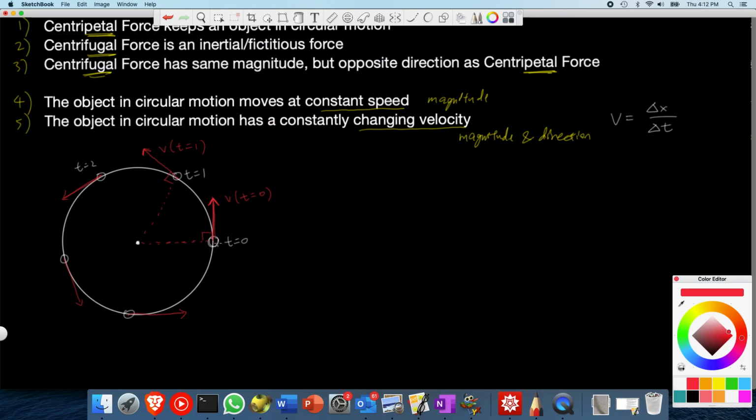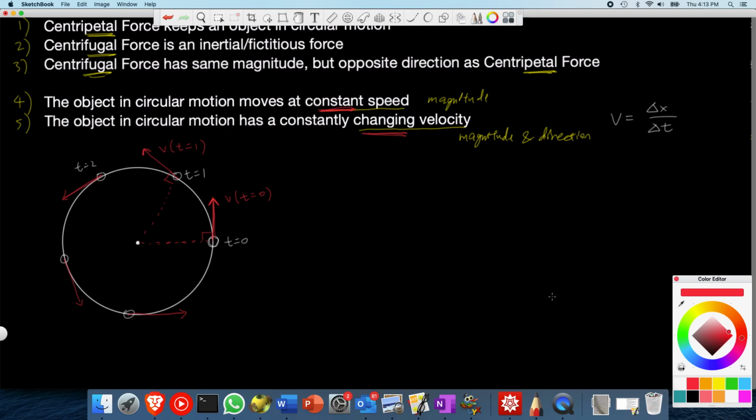You can see that the red arrow, the velocity at t equals 0, is pointing up. Then at t equals 1 it is slightly slanted, right? The velocity has, in a sense, rotated, and that means it's no longer the same velocity. That is why we say the velocity is constantly changing, because velocity accounts for both magnitude and direction. Whereas if you compare the lengths of these arrows, you'll find that the magnitudes of the velocities are constant, and that is why there's constant speed.